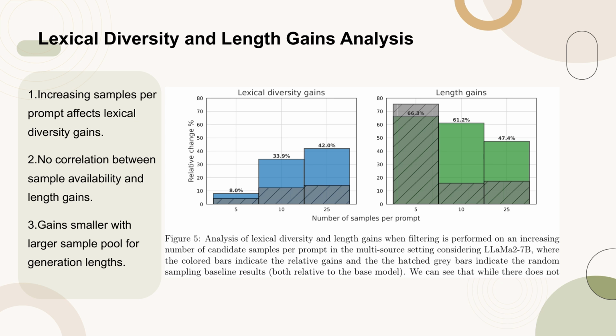Figure 5 analyzes the impact of filtering an increasing number of candidate samples per prompt on lexical diversity and length gains in a multi-source setting using Llama 2-7B. The colored bars represent relative gains, while the hatched gray bars indicate the random sampling baseline results. The study reveals that while there is no clear correlation between higher sample availability and greater length gains, the effect of active inheritance on lexical diversity increases with more distilled samples. This suggests that while some attributes benefit from a larger sample pool, this is not universally true for all objectives.